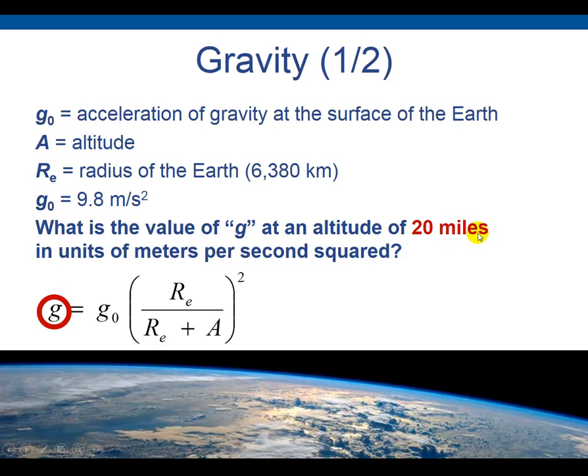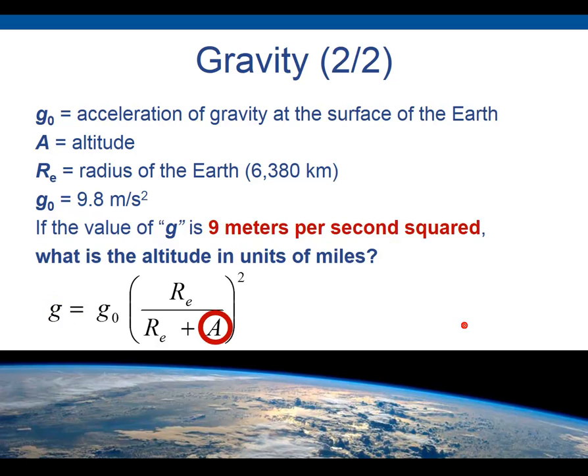So we need to convert these miles into kilometers so that we can calculate easily, find this number, and then multiply by 9.8. The answer is 9.7. Think about it: if we are highly away from the Earth, very close to space, 20 miles is very long. Then the gravity is slightly decreased. It keeps decreasing.